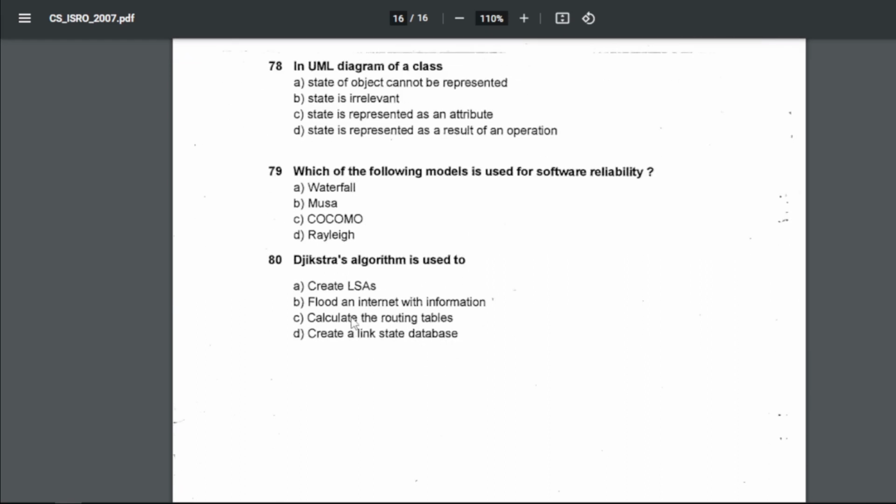The last question is: the Dijkstra algorithm is used to do what? The Dijkstra algorithm is used to calculate the routing tables. Again, it is used to calculate the routing tables. It finds the shortest path from the source to all other nodes in the graph, producing a shortest path tree, and is used in building the routing table on a network. So for this, calculate the routing tables, C will be our answer.